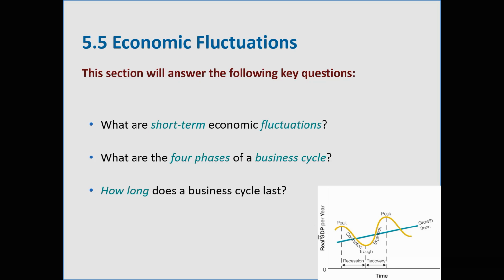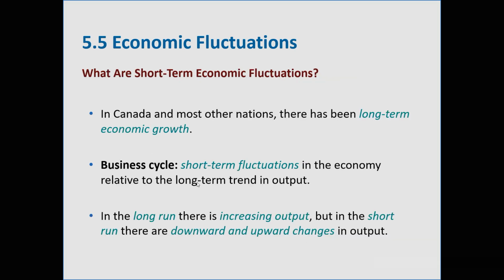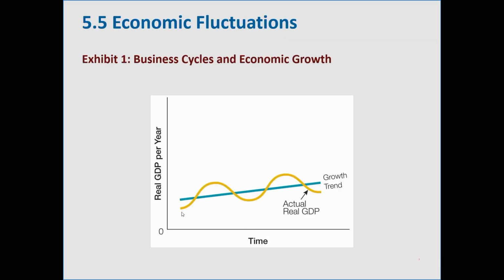Let me not give a very technical definition. It's the output per year. So that's what we are talking about. It's real because we've taken off the effect of inflation. So it's the fluctuations relative to the long-term trend in output. So in the long run, there is increasing output, but in the short run, there are downward and upward changes. So this is what we are talking about. Long run, short run, you have upward, downward, upward, downward. This is what is known as the business cycle.